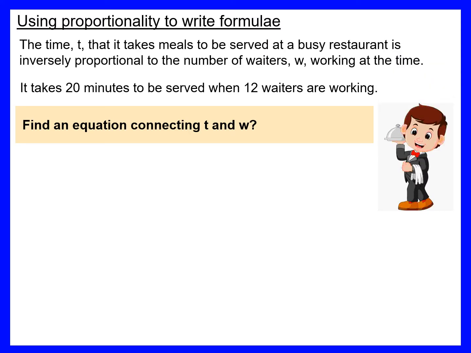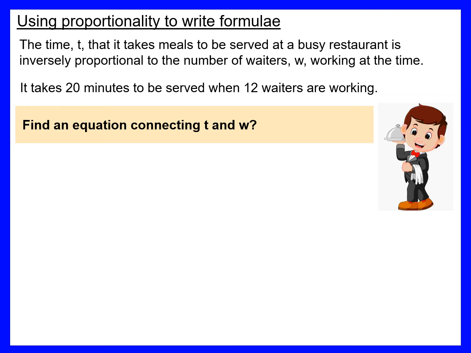Okay, so let's have a look then at how we're going to use that to help us to write a formula so that we can solve problems. The time T that it takes meals to be served at a busy restaurant is inversely proportional to the number of waiters W working at the time. It takes 20 minutes to be served when 12 waiters are working. Find an equation connecting T and W. Obviously the more waiters we have, the less time it should take us to get served.